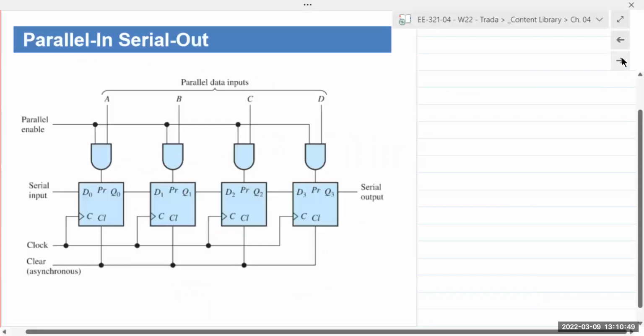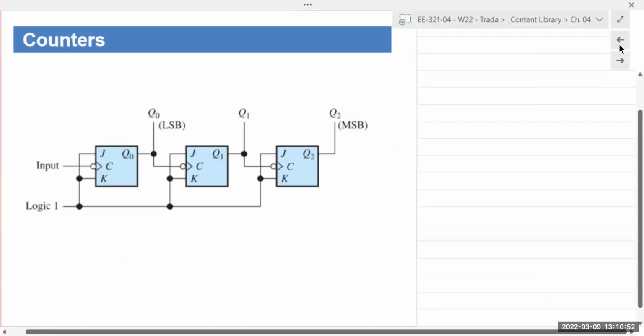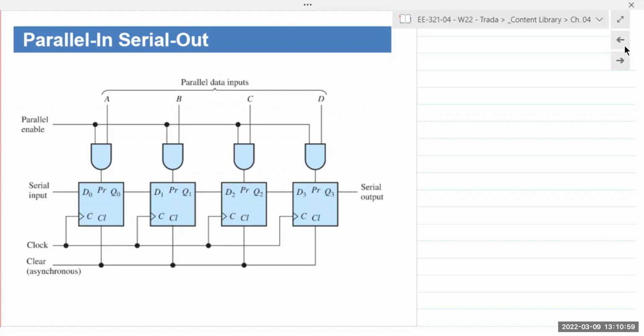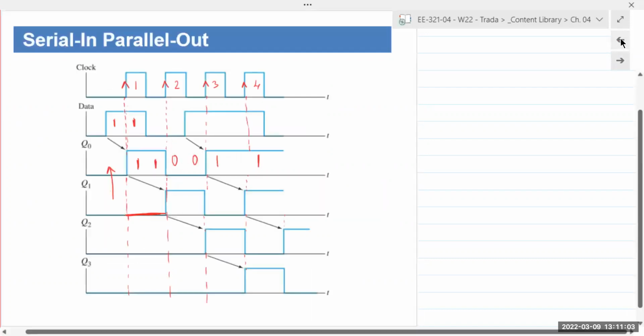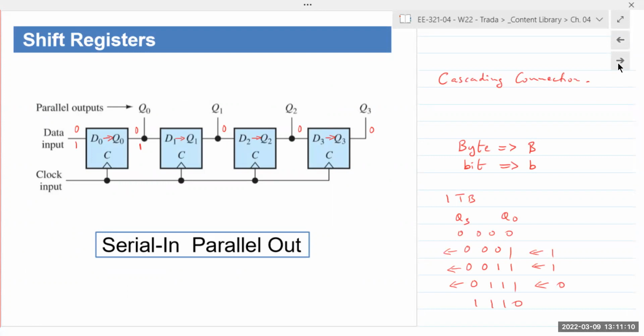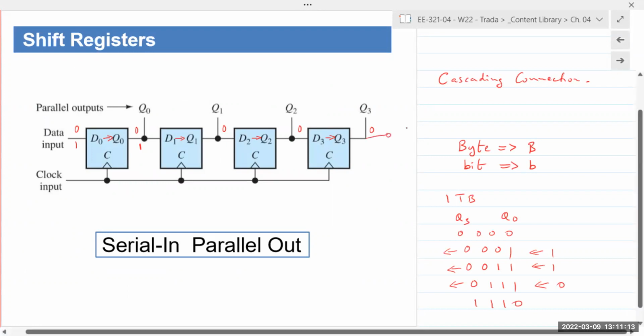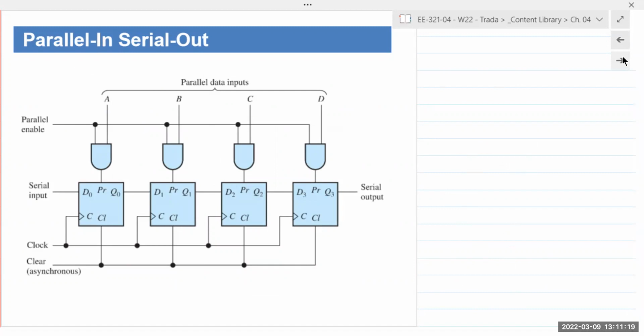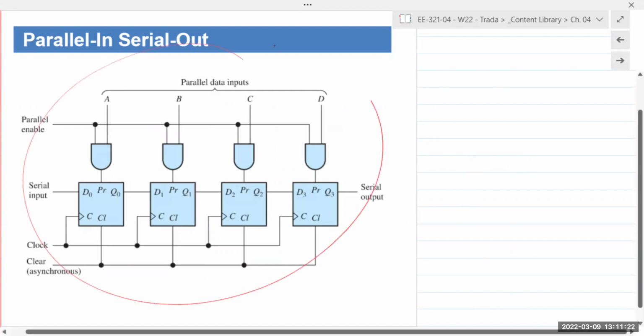So, parallel in, serial out. Oh, actually, I had an example of the parallel in, serial out shift register. I think I just didn't go over that one, but operation is the same as serial in and parallel out, right? Data comes in serially, which is taken out parallel. You can also take the data out serially. I believe I mentioned that. So based on the mode of transmission, input and output, you can have 4 different kinds of shift registers. So this was just an example of parallel in, serial out.